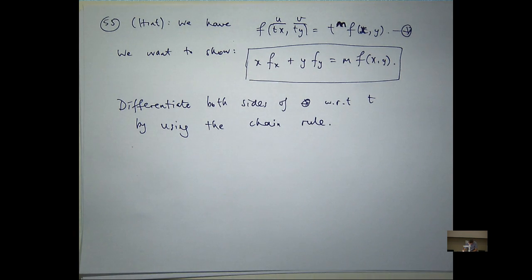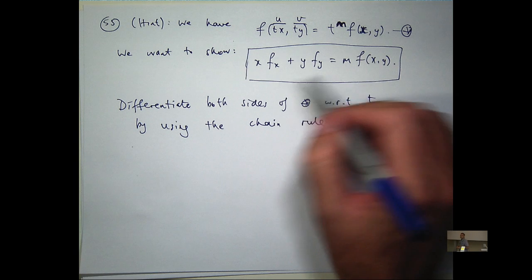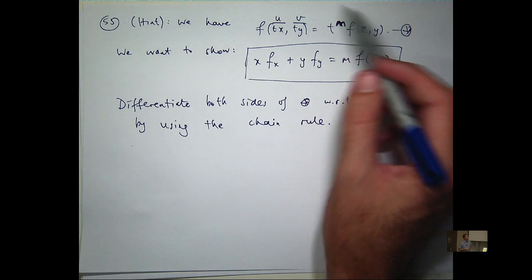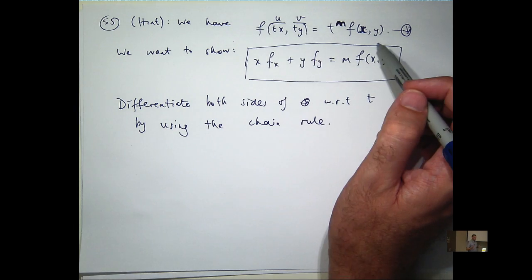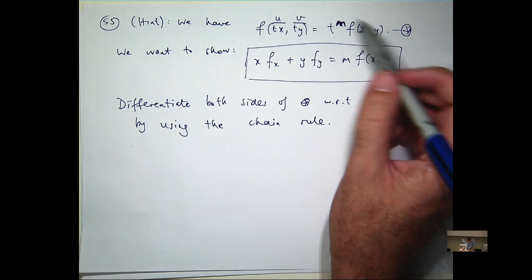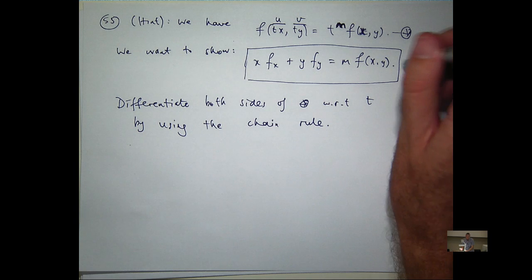Now, if I set t equal 1, I'll get this on the right-hand side, and I'll also get this. Okay, so it's a two-step process. Differentiate both sides with respect to t. You need to use the chain rule on the left-hand side, just regular differentiation on the right-hand side, and then plug in t equals 1. You will get that.